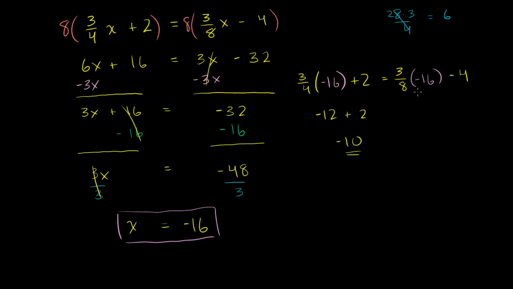Let's see what the right-hand side is. We have 3/8 times -16. If you divide -16 by 8, you get -2, times 3 is -6. So it's -6 minus 4, which is -10. So when x is equal to -16, it does satisfy the original equation. Both sides of the equation become -10. And we are done.